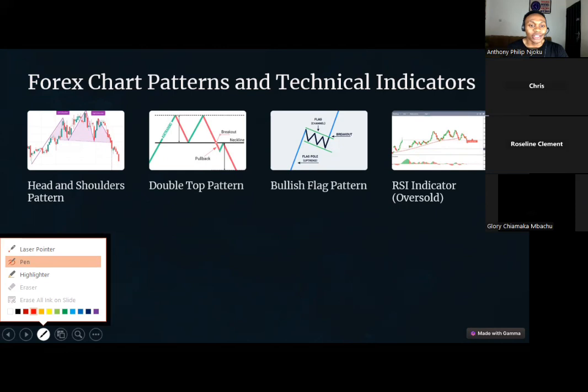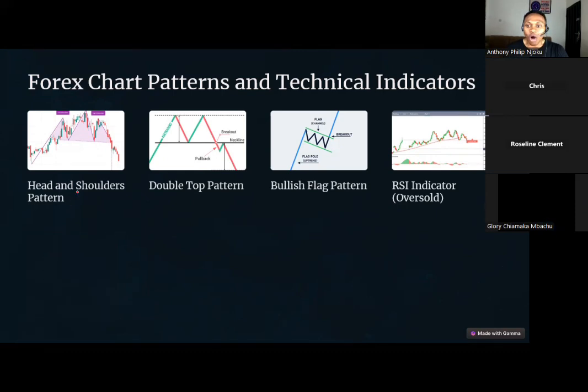Then we have the double top pattern, which is also a very important pattern that helps us to identify an area of support and resistance. Okay, so this is the double top pattern. This is the head and shoulder pattern. So head and shoulder is formed at an area of resistance, identifying the trend of sell.